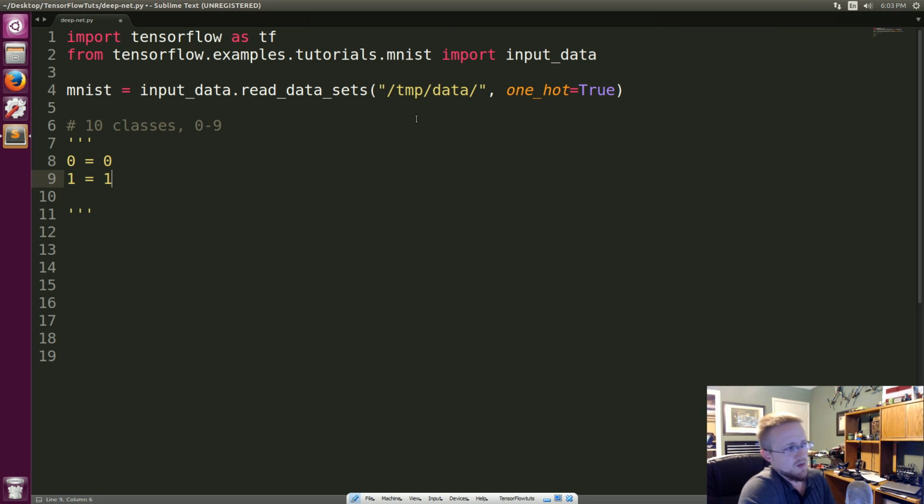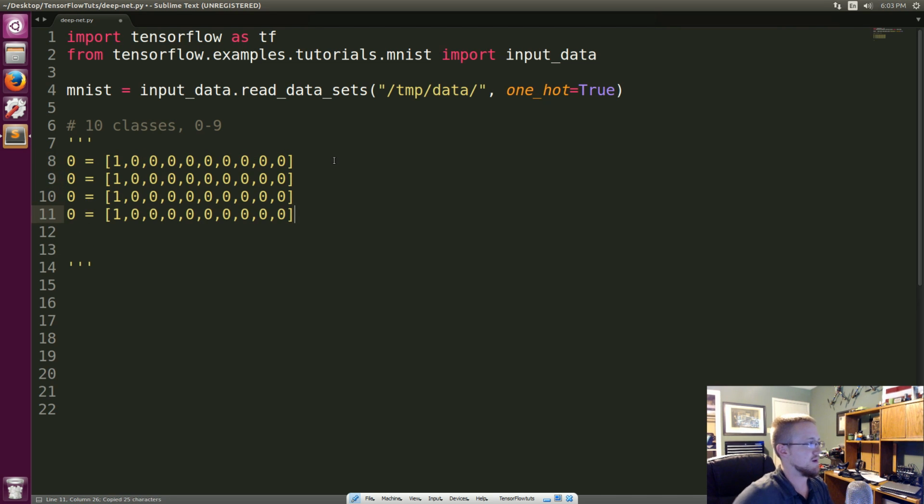A 1, you want the output to be a 1. A 2, and a 2, and so on. Well, what one hot is going to do instead is say 0 actually outputs to be this: 1, 2, 3, 4, 5, 6, 7, 8, 9, 10. So a 0 is actually a 1, 0, 0, 0, 0, 0.